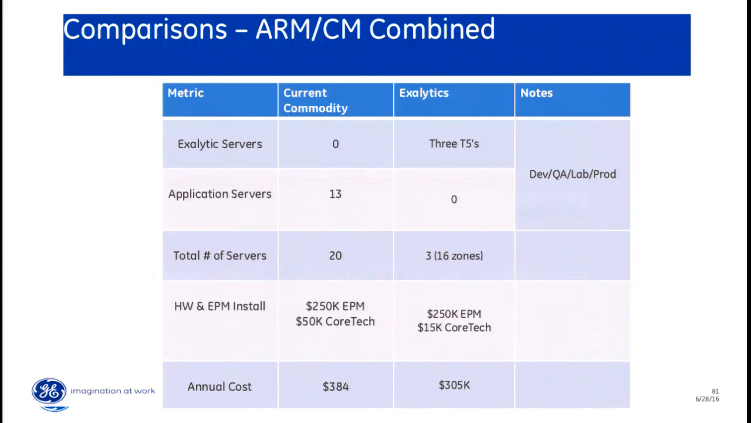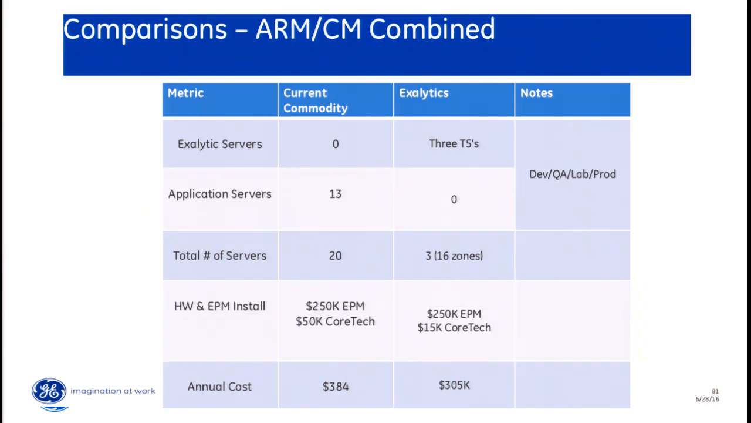And then we went to the numbers. And we said, at the end of the day, the support and build out for Exalytics is going to be cheaper and fewer servers. I'm going to have 3 T5s instead of 20 total servers to support the environment. Do you still not want to buy Exalytics?